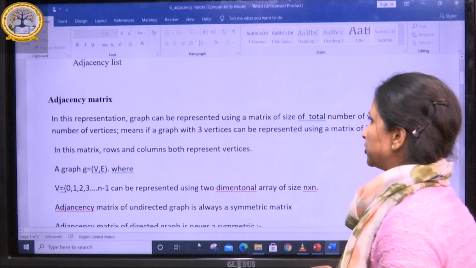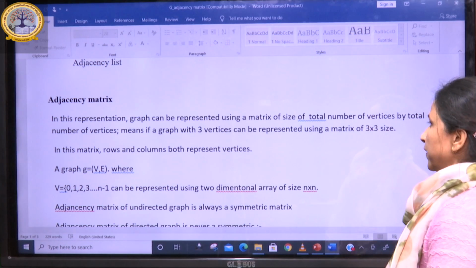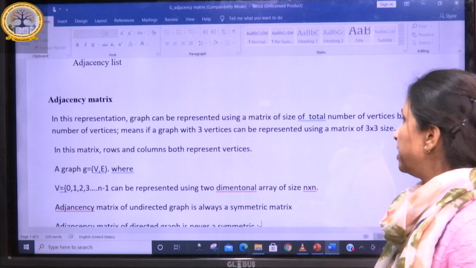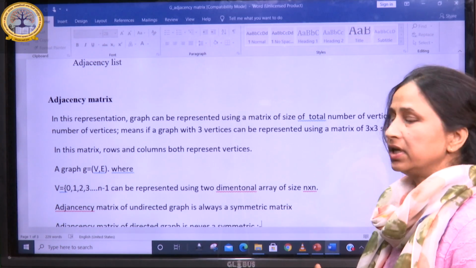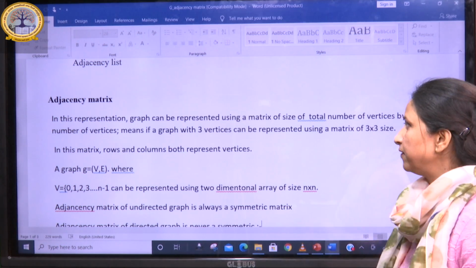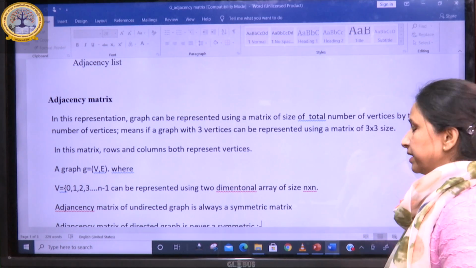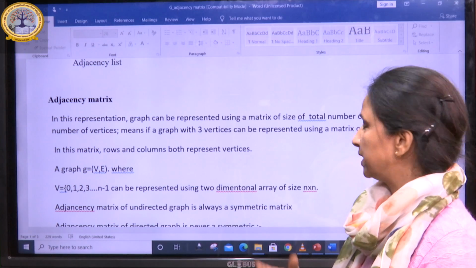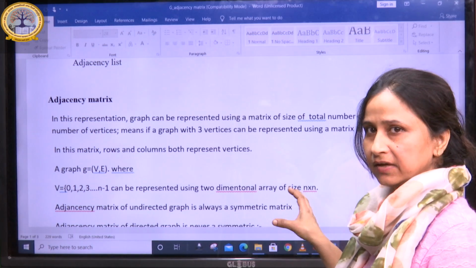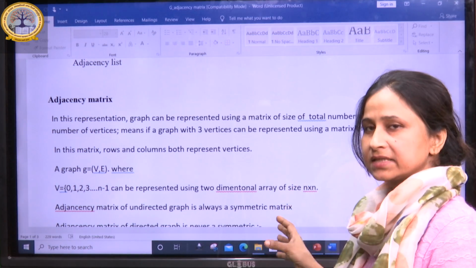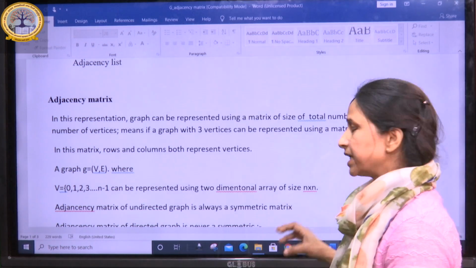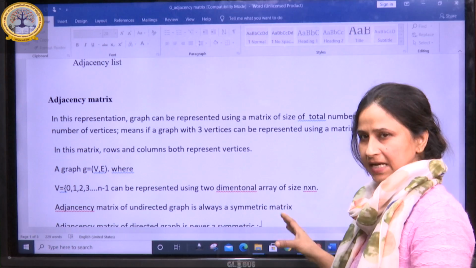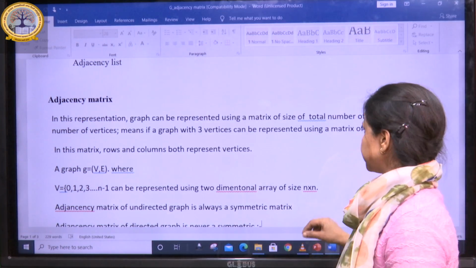In this representation, a graph is represented using a matrix of size total number of vertices by total number of vertices. It means that if we have three vertices, the matrix which we are going to design by these three vertices is of size 3 into 3. Means if we have three nodes, then the size of the matrix is 3 into 3.